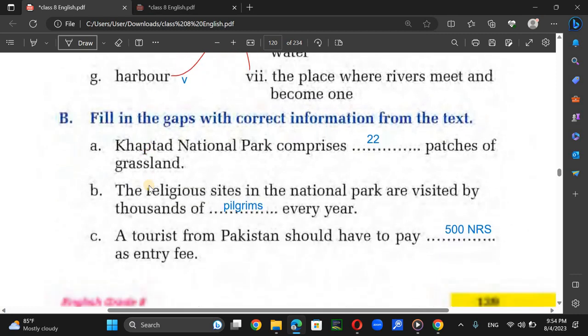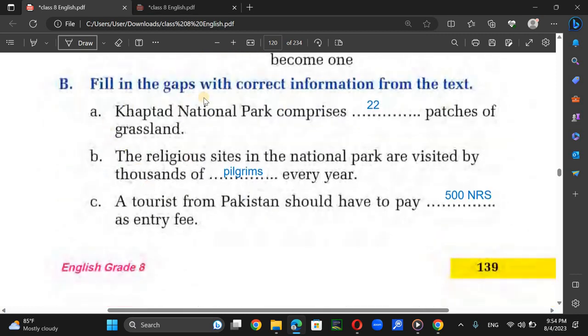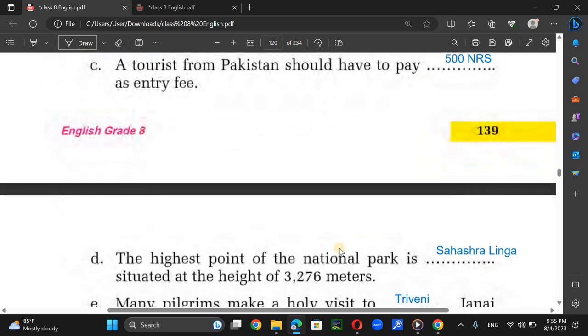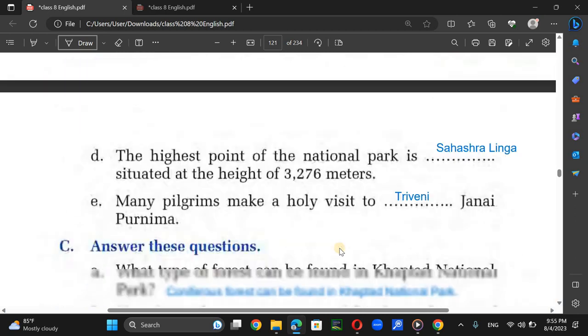Now, exercise B, fill in the gaps with correct information from the text. Khaftar National Park comprises 22 patches of grassland. You can find this in the text above. Now B, the religious sites in the national park are visited by thousands of pilgrims every year. And C, a tourist from Pakistan should pay 500 NRS, 500 Nepali rupees, as entry fee.